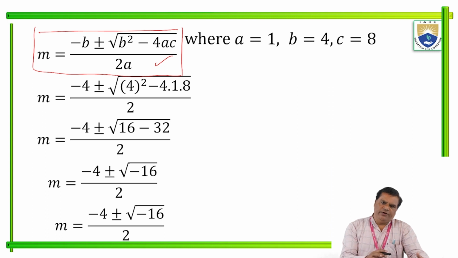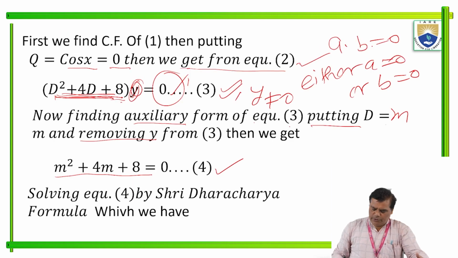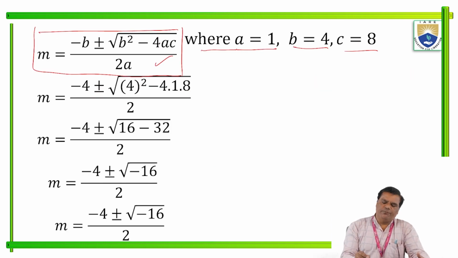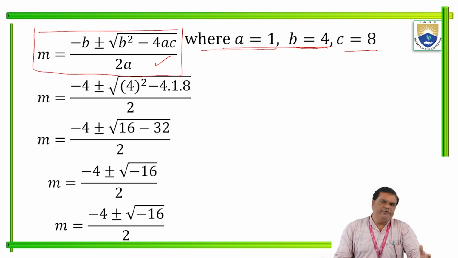Comparing the auxiliary form with the general quadratic form, we get a equal to 1, b equal to 4, c equal to 8. After putting these values in the formula, we get the roots. So minus 4 plus minus under root 4 square minus 4 into a into c upon 2 into 1. That is minus 4 plus minus under root 16 minus 32, which is minus 16, upon 2.